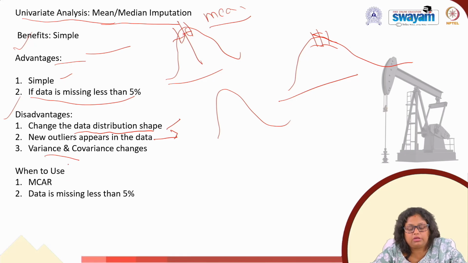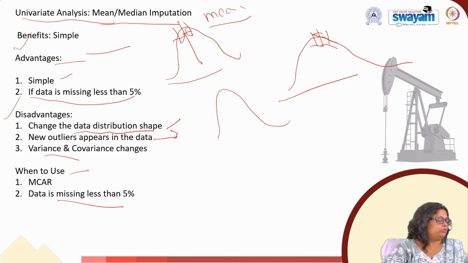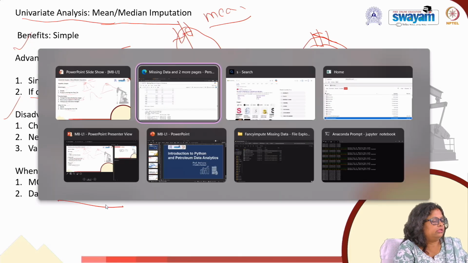So when to use, that's the question. When we have the missing data completely at random, and when data is missing less than 5%, then only we have to apply this one. Okay, so let's go back to the code and we will see how this works.